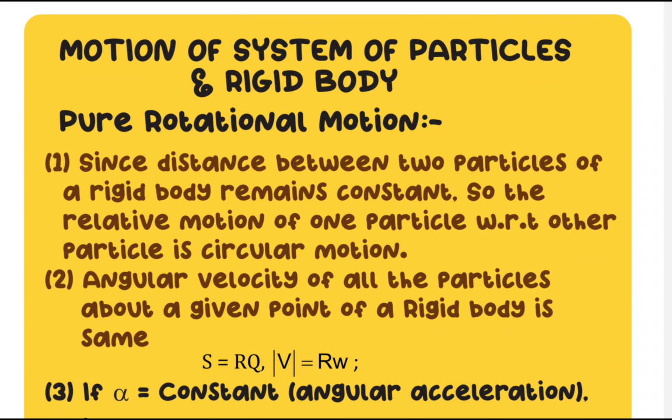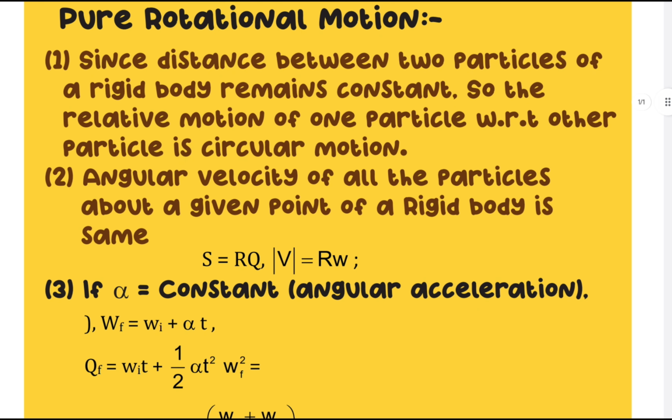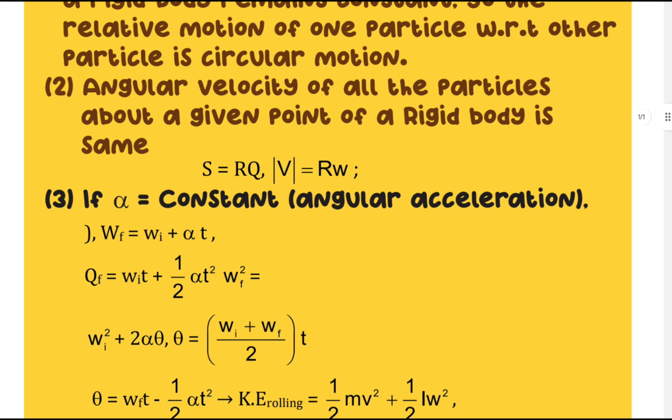Motion of system of particles and rigid body. Pure rotational motion: since the distance between two particles of a rigid body remains constant, the relative motion of one particle with respect to the other particle is circular motion. The angular velocity of all the particles about a given point of a rigid body is the same. s equals r theta, where the magnitude of velocity is equal to r omega.